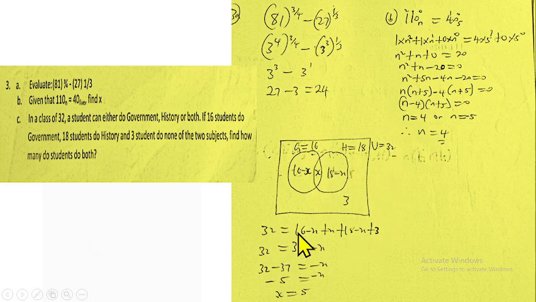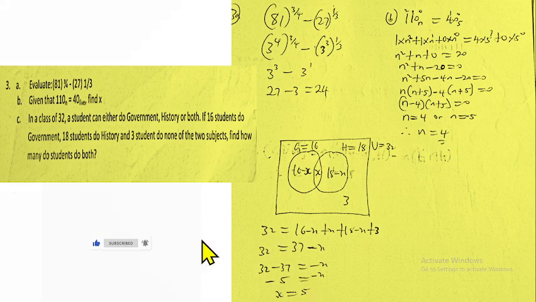So that means you have 32 equals 16 minus X plus X plus 18 minus X plus this 3. So 16 plus 18 plus 3 will give us 37. Minus X plus X is 0, minus X. That gives us minus X. So collect like terms, you have 32 minus 37 equals minus X. 32 minus 37 gives us minus 5 equals minus X. So minus will cancel minus, X will be 5. So people that study both subjects are 5 in number.